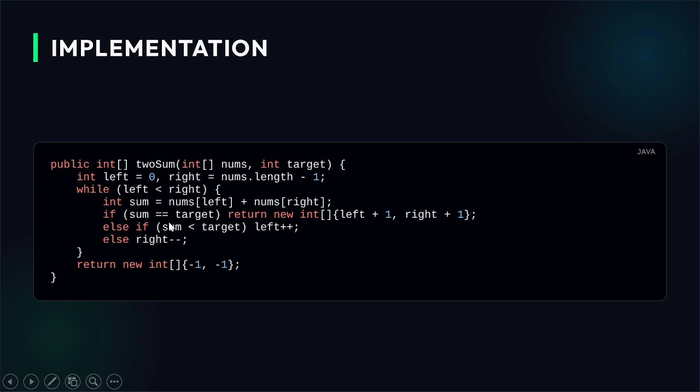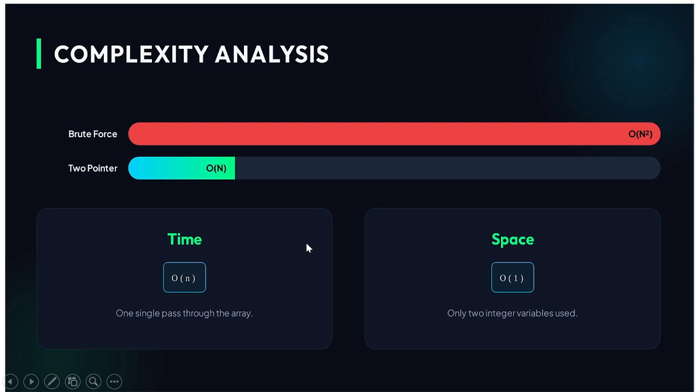So for example, if all conditions are not satisfied, we simply return -1 and -1. That indicates that no two values were found that sum to the target.